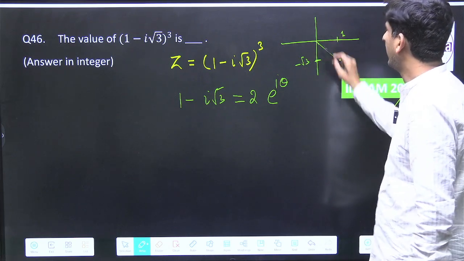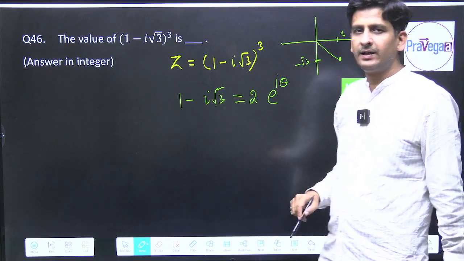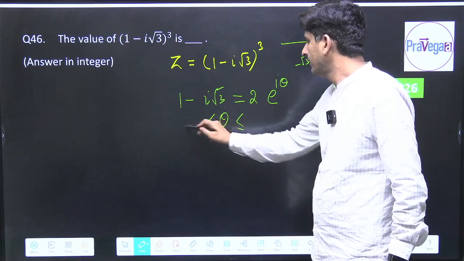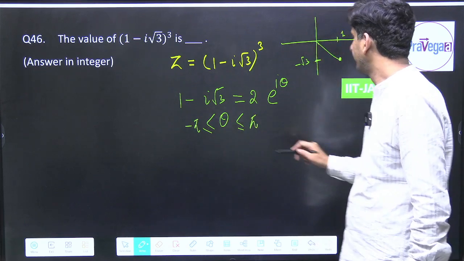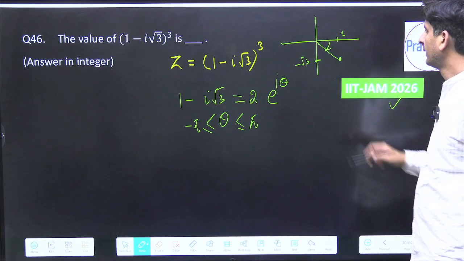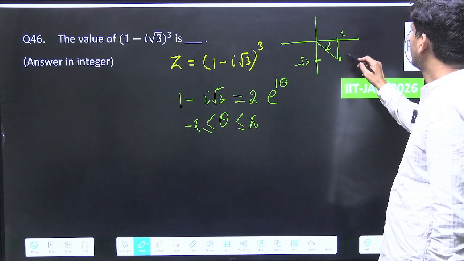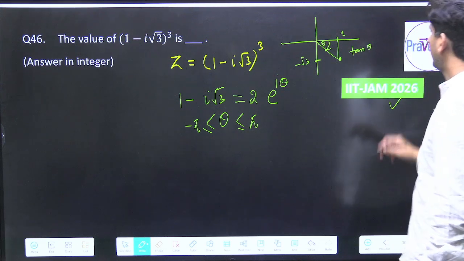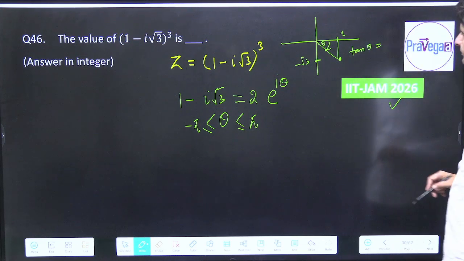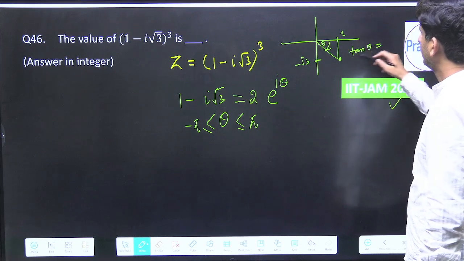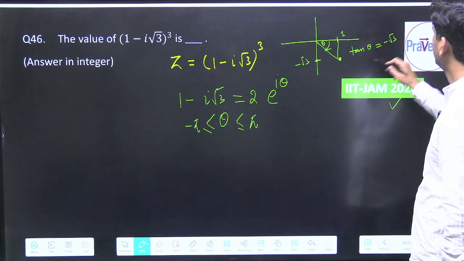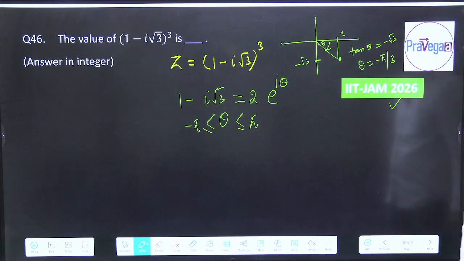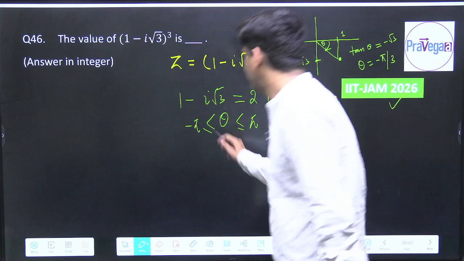So if I go anti-clockwise, it will be greater than pi, and you know that I have to write the principal argument between minus pi to pi. So I will take this angle. Let's say this is theta. Tan theta will be equal to perpendicular by base, that is minus root 3. So theta is minus pi by 3. That is what I got, and that I will put here.